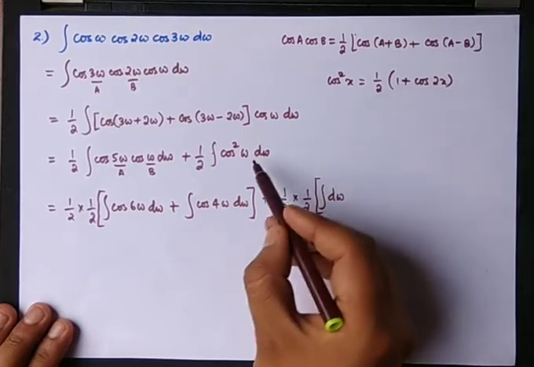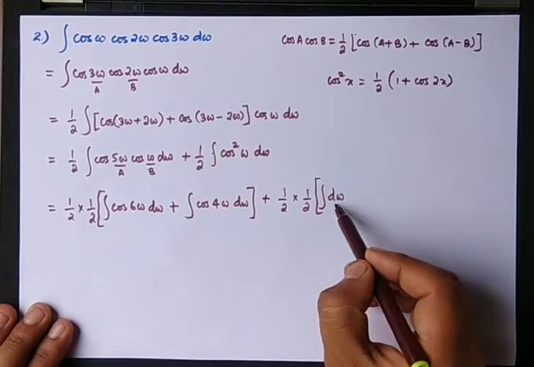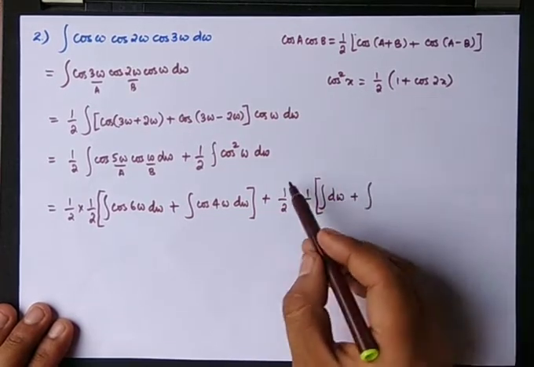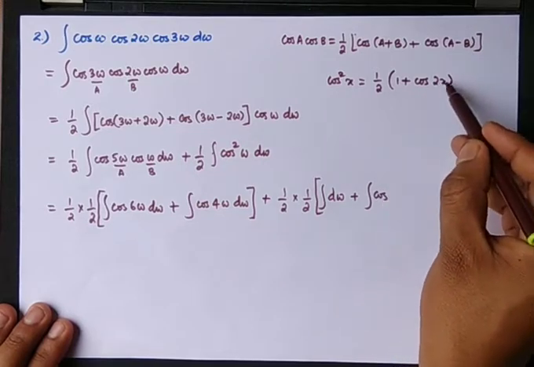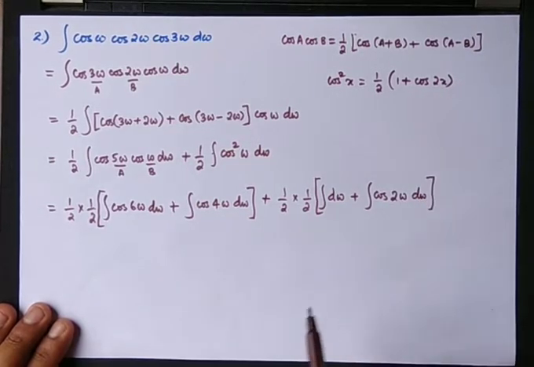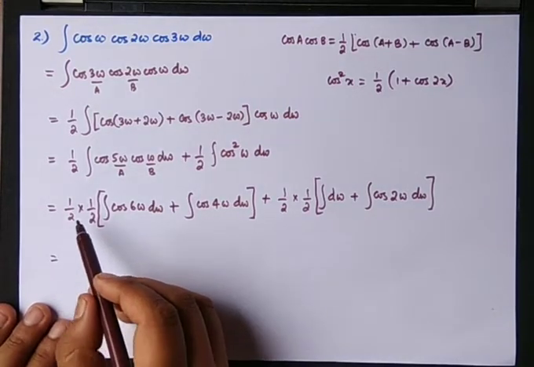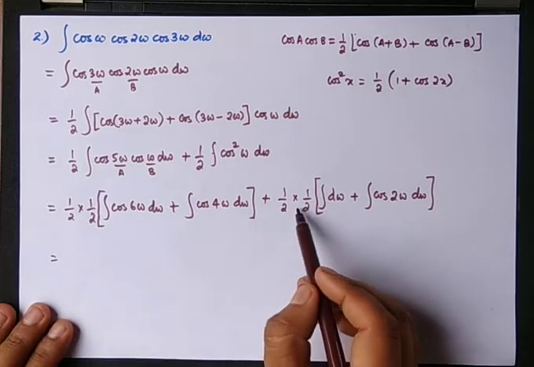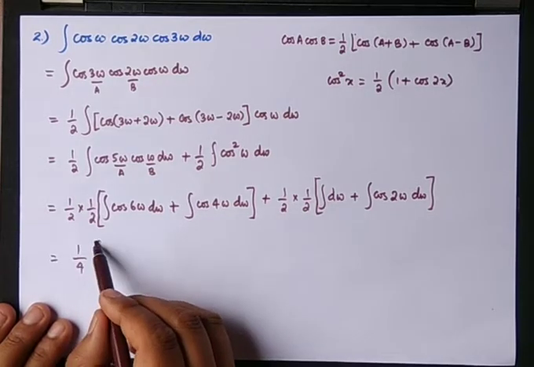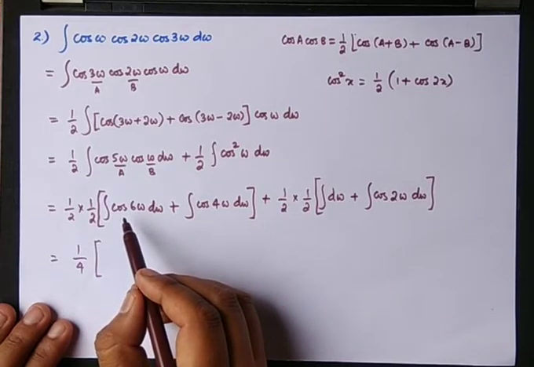Instead of this, if I write this, then I have d omega into 1 is d omega. So we have got plus here, plus integral of cos 2 omega d omega, right here. Now let us simplify this further. So here we have got 1 by 4, here also we have got 1 by 4, so let's take them out as common. So integral of cos is going to be sine.